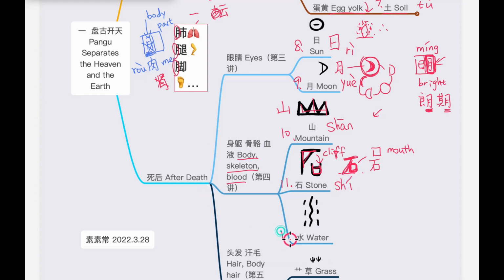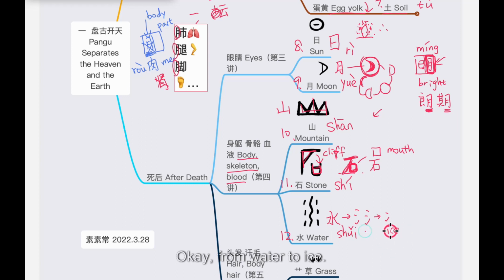The next one, 水, water. We write it like this, 水. If it becomes a radical, we write it like this, 3 dots. 三点水 means water. And if we change it to 2 dots, that means ice. Okay.